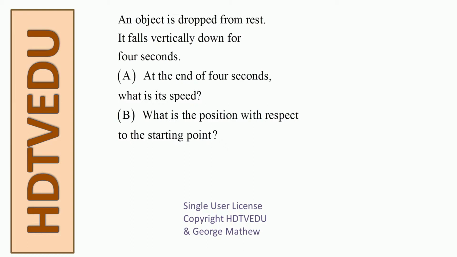An object is dropped from rest. It falls vertically down for 4 seconds. At the end of 4 seconds, what is its speed? Part B, what is the position with respect to the starting point? Let's define positive x as to the right and positive y as vertically up.